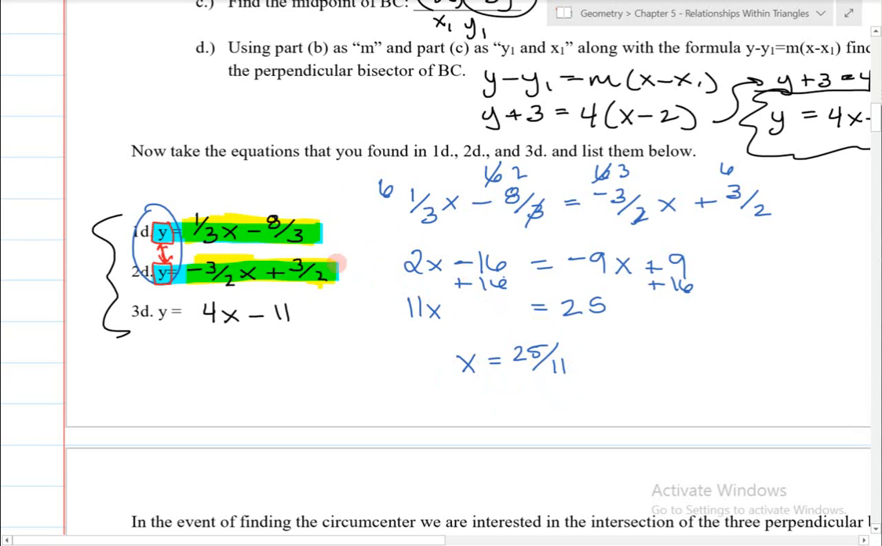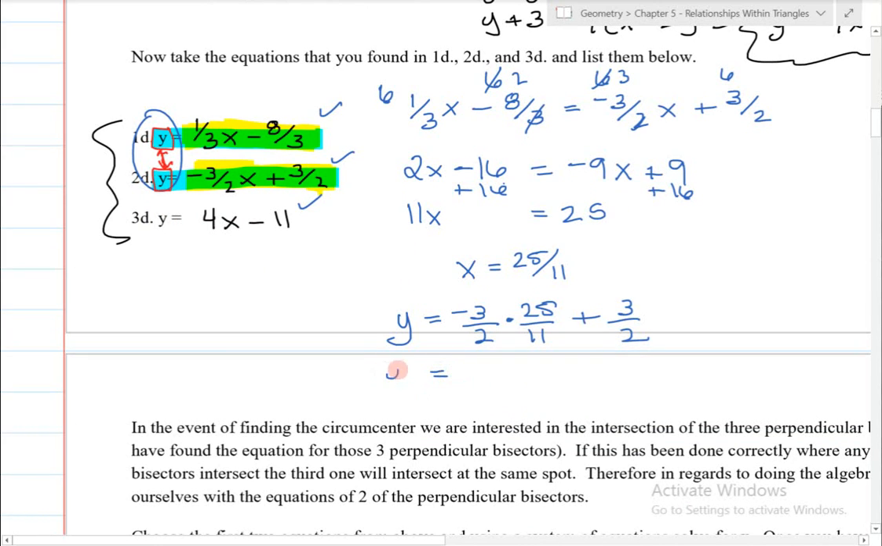So we can plug this x back into one of those two equations. We can actually plug it into this one as well if we wanted to. But we have to plug it into one of the equations that we know passes through the circumcenter. So I'm just going to plug back into this bottom one, or this middle one, I guess. So y will equal negative 3 halves times x, which is 25 11ths, plus 3 halves.